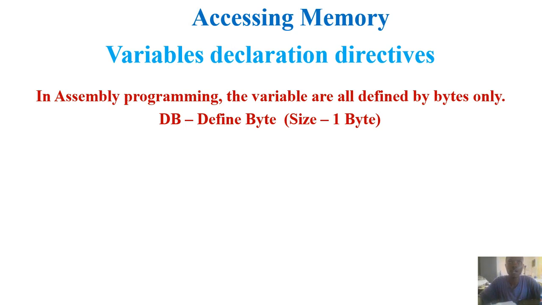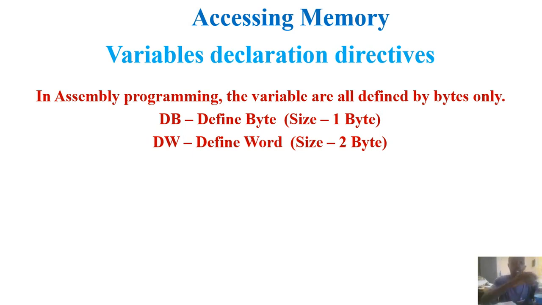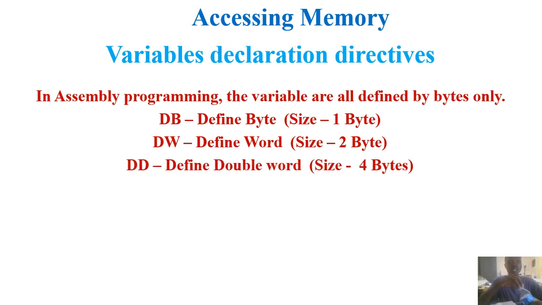So DB, as I said earlier, all variables in ALP are defined using bytes. So if you want to define 8 bits, you say define byte. So that's 1 byte. You see where and when to place the DB. So the DB is the keyword that we use to define a byte. And then if you want to define a variable of size word, you say define word. So if you want to declare a double word, that is 4 bytes, you say DD. You say define double word.